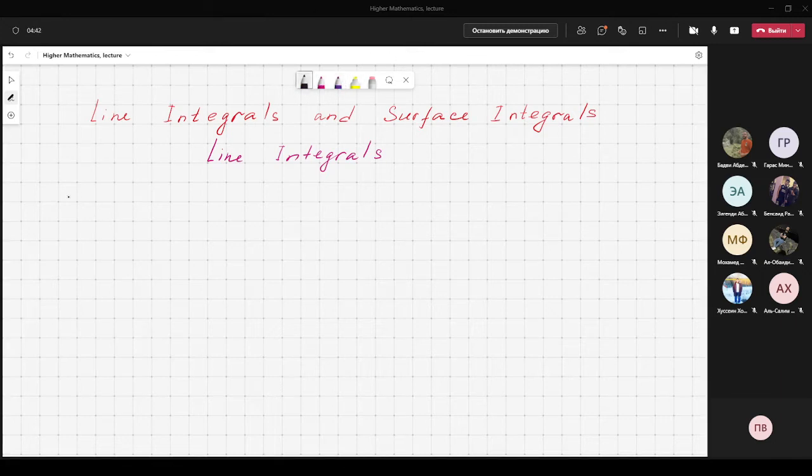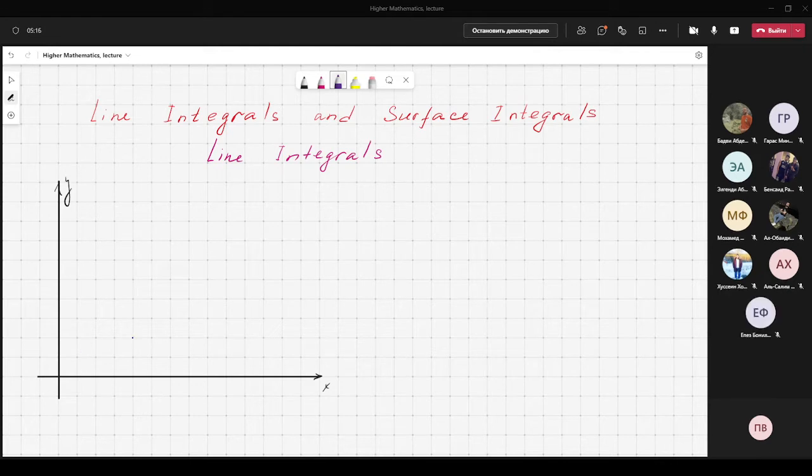Now let's plot the Cartesian coordinate system, y-axis, x-axis, and on this system plot any curve L. This curve.